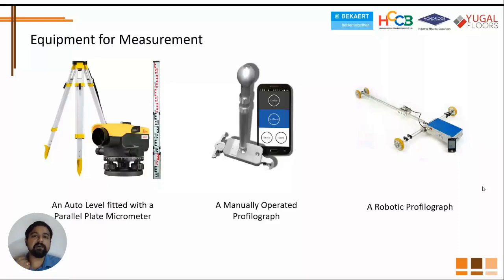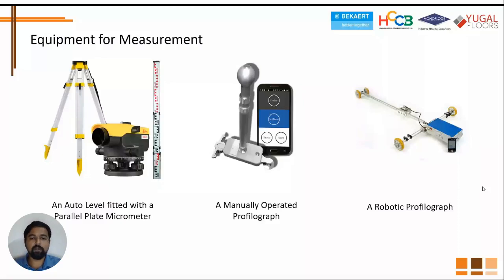The second one is a profilograph, a manual profilograph. This is also electronic, but the recording is more manual. This is used to capture flatness. And the third one is a robotic type of profilograph, which is also used, but it's not very popular in our country. We don't have many of these equipments in our country.